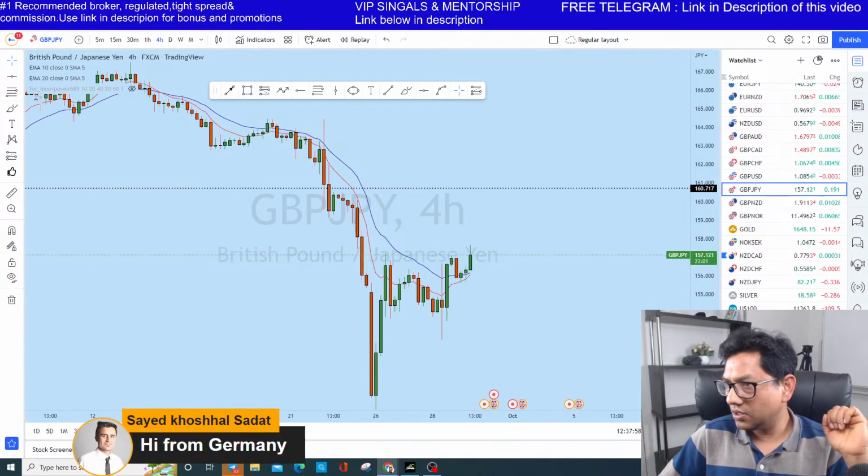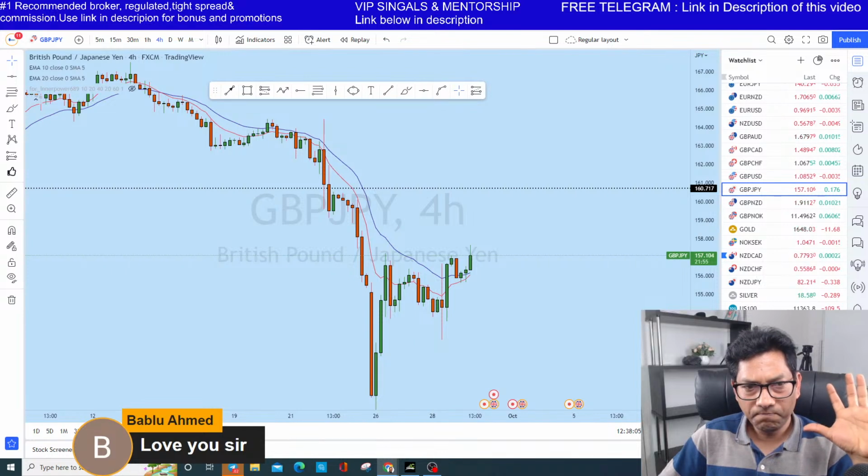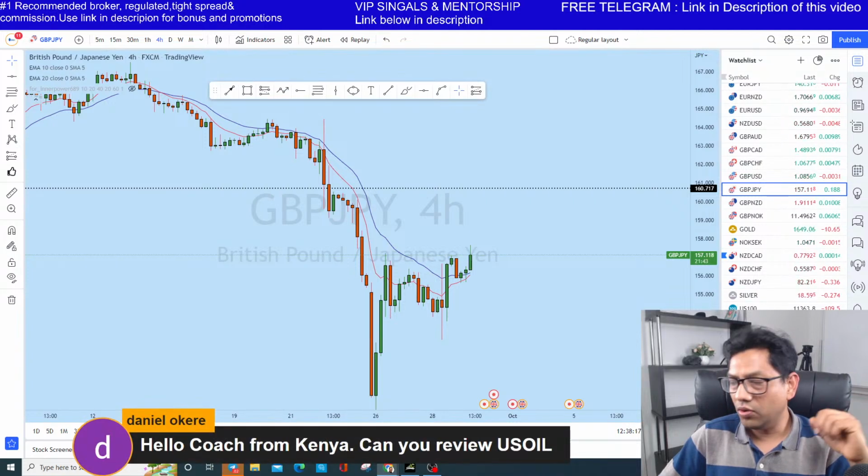Hi, what the hell is going on? Is it a trend change? No, I don't think it's a trend change. Probably before the monthly close and weekly close, the price normally goes for a retracement. It's a healthy retracement. We'll look at all of them. Hi coach from Kenya, can you review the US or look at it? Can you let us know what strategy you used today on the NZDUSD trade?